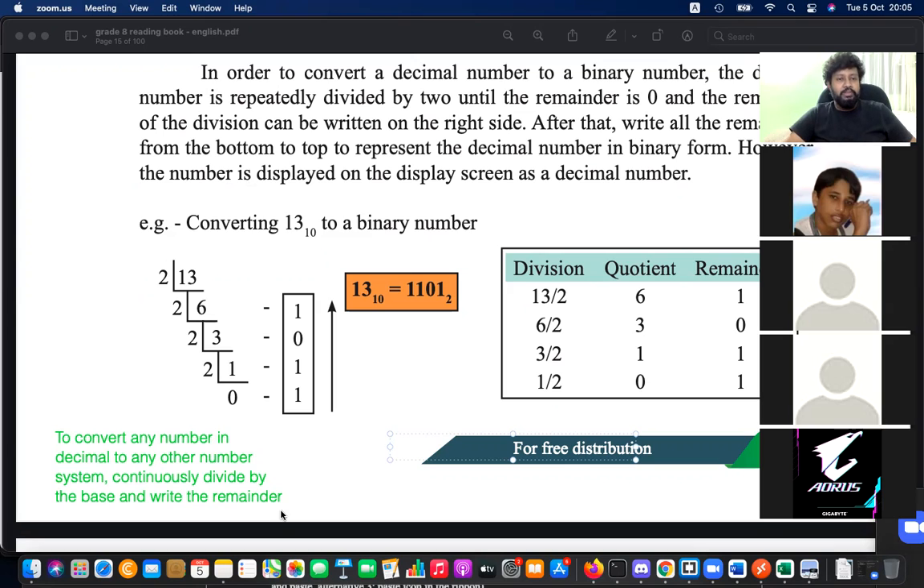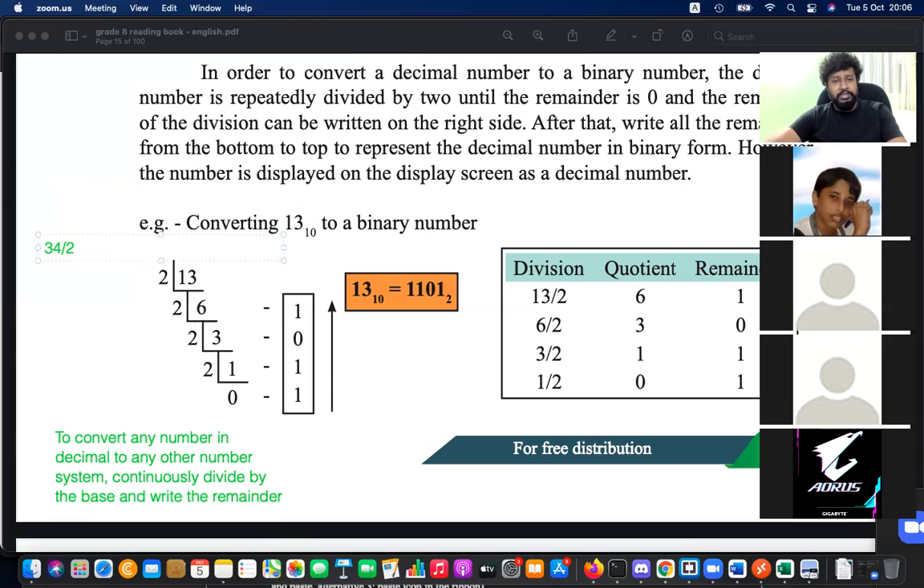To convert any number in decimal to any other number system, continuously divide that number by the base and write the remainder. Okay, let's take an example.